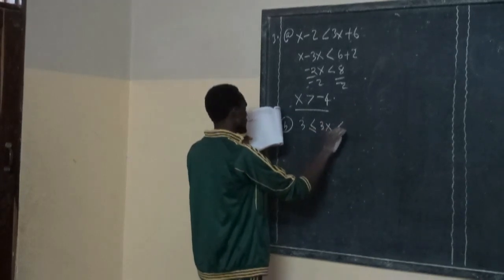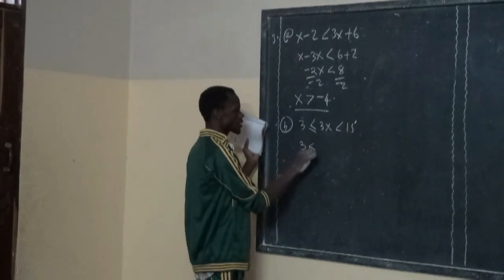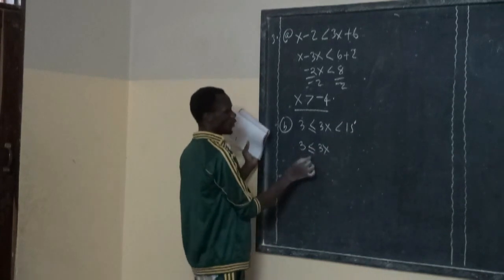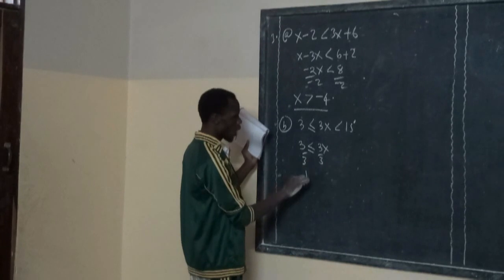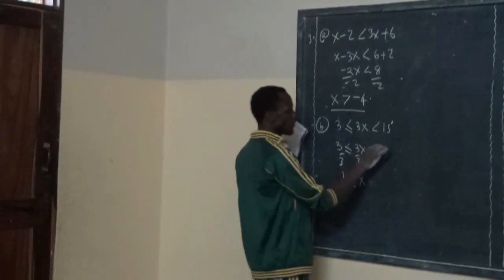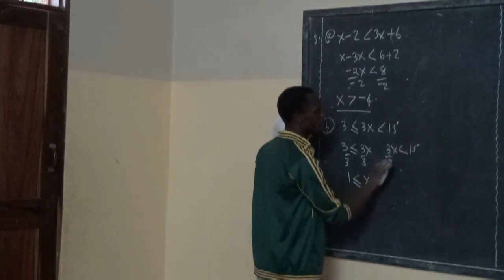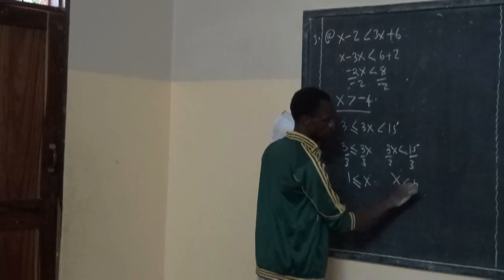Now b, it was 3 is less than or equal to 3x, and 3x was less than 15. Now we divide by 3 both sides. Now it is 1 is less than or equal to x. Then the other side we have 3x is less than 15. We divide by 3, we divide by 3. Now x is less than 5.